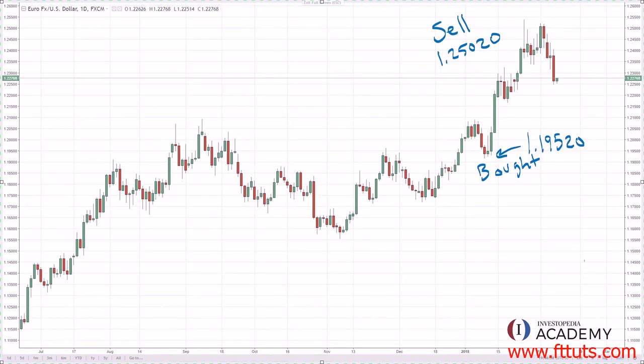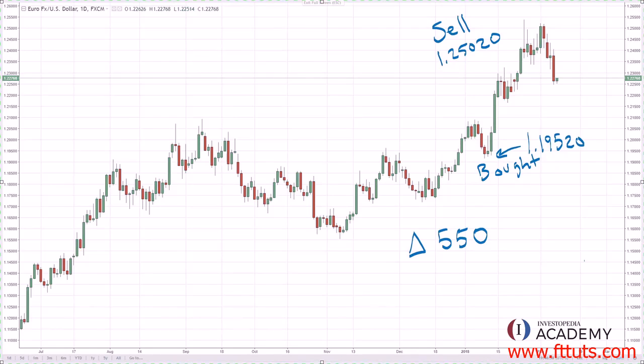Now we can do some quick math here and figure out, well, what's the difference there in pip value? What we'd have to do is figure out what did they sell at versus what did they buy at? And if we do that, then we find that the difference in this case, and I'm going to write this down in pip terms, so how much did the exchange rate actually change in pip value? If I do that, it works out that they had a change of 550 pips.